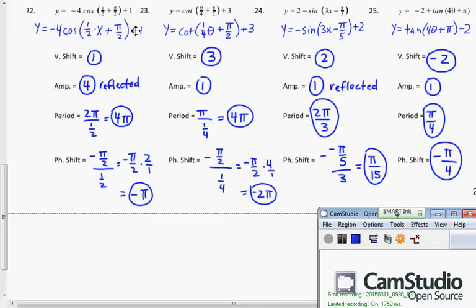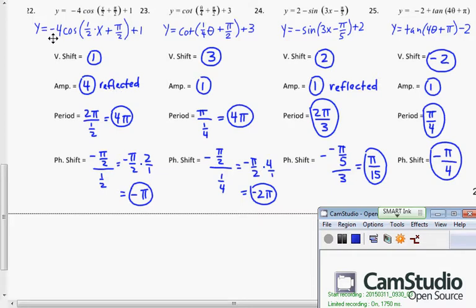So for this one, there's not a lot of rearranging to do. And I can see clearly then that the vertical shift is 1. The amplitude is 4. I wouldn't state it as -4. The amplitude is the absolute value of a in the equation. So the absolute value of -4 would be 4. But if I was graphing this, I would make sure that this was a cosine that was reflected because of that negative sign.